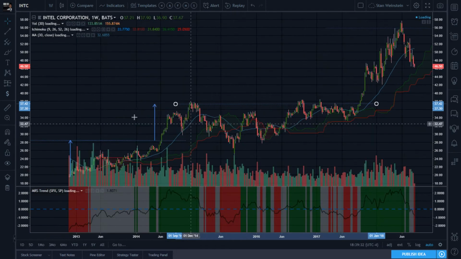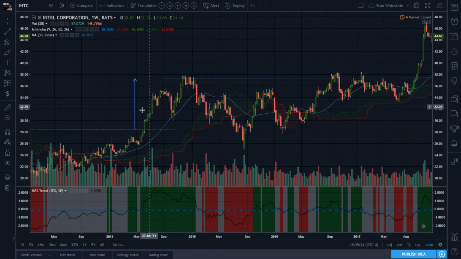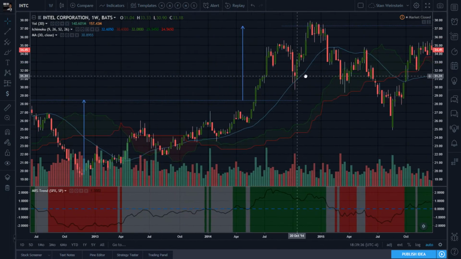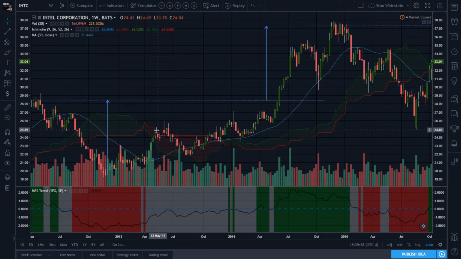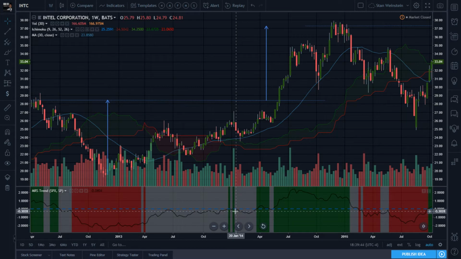Where is the move? Right here. So would we have been able to enter with Stan? Here's the base. Oh, look at that crazy volume candle right here. But we're not outperforming the SPX yet, so we would have not entered. Not yet. This one here. This candle here.